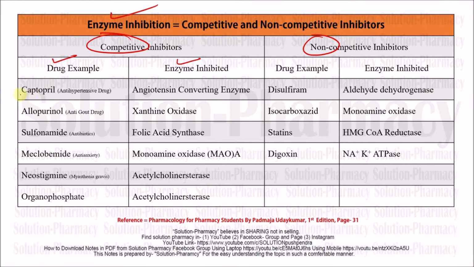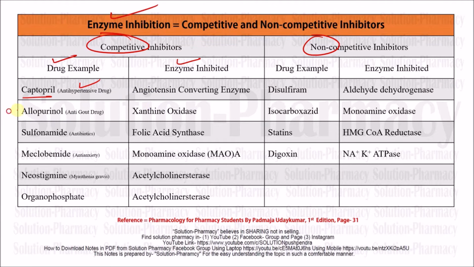First of all, the first drug is captopril. We will study captopril under the antihypertensive drugs, because these are the drugs used to prevent hypertension. They act by affecting the angiotensin converting enzyme, in short known as ACE. So captopril is an example of an ACE inhibitor.